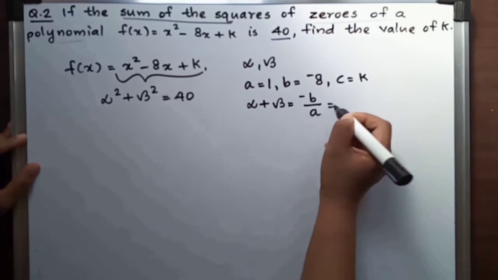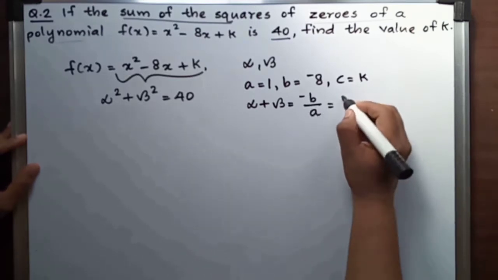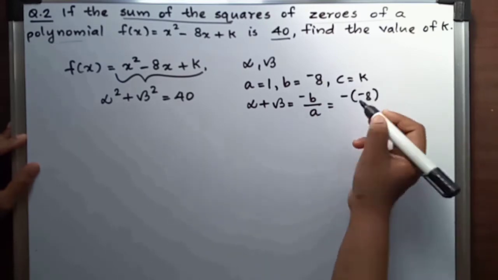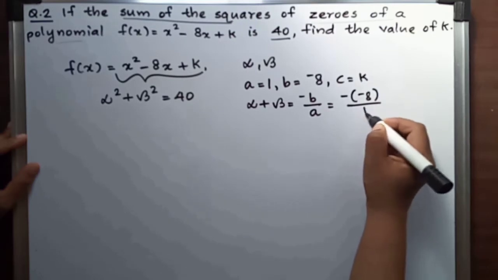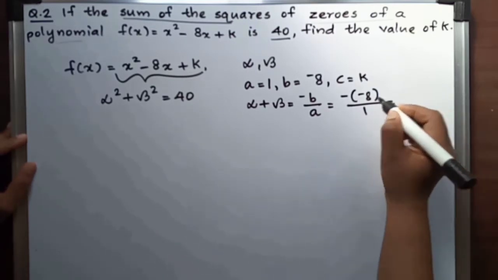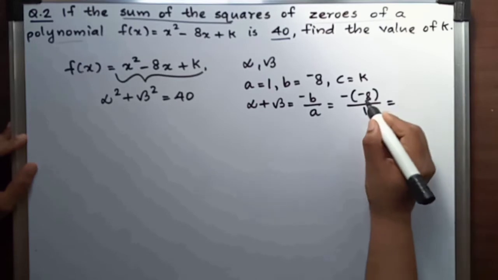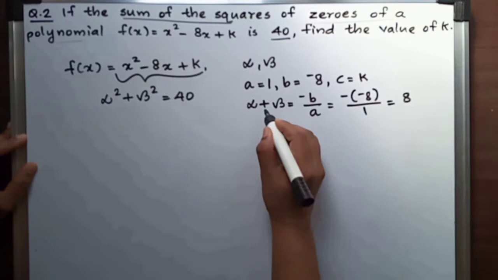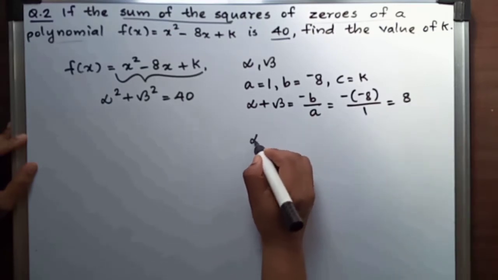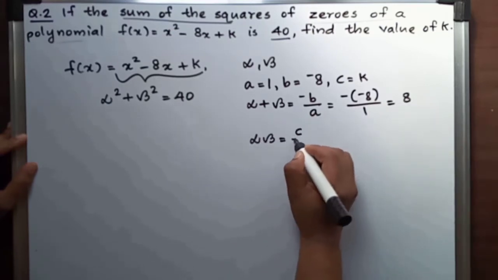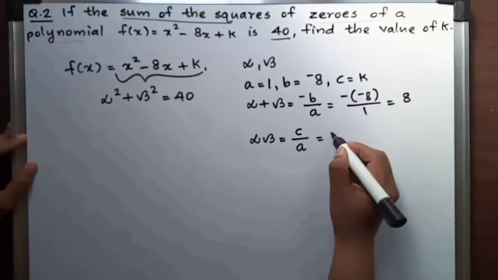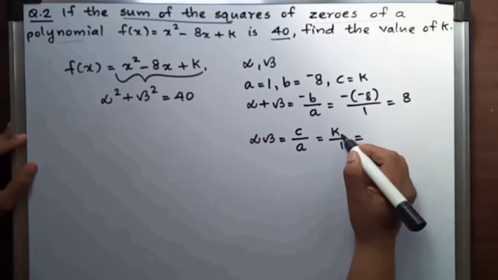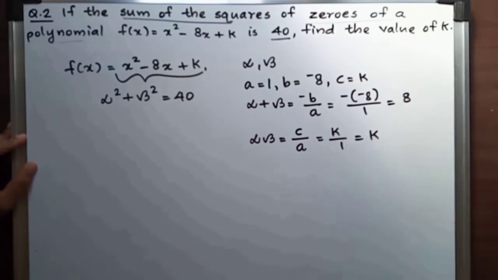And we have learned that alpha plus beta, sum of zeros of the polynomial, is minus b by a. Right? Minus b is minus 8 in this polynomial, and a is 1. So here minus of minus 8, two negative symbols coming together, means it is positive. So this is 8. Alpha plus beta is 8. Now what is alpha beta? It is c by a. C is k here and a is 1. So k by 1 means it is k itself.